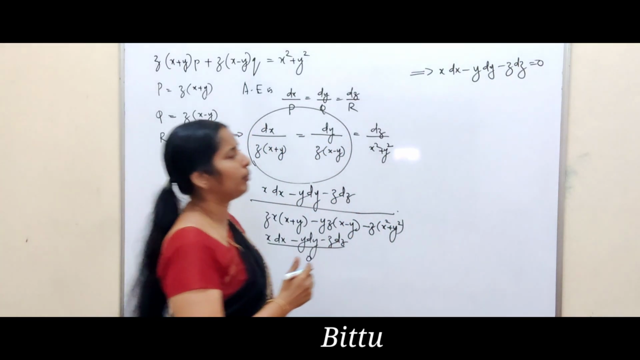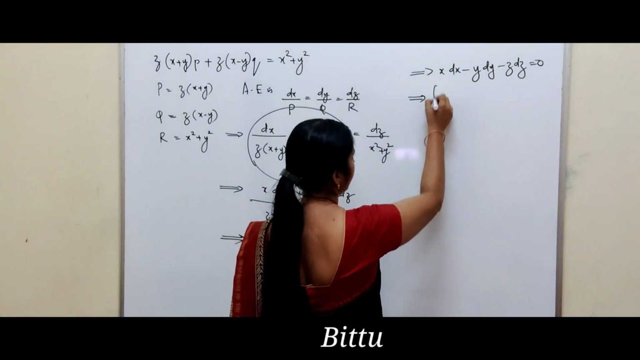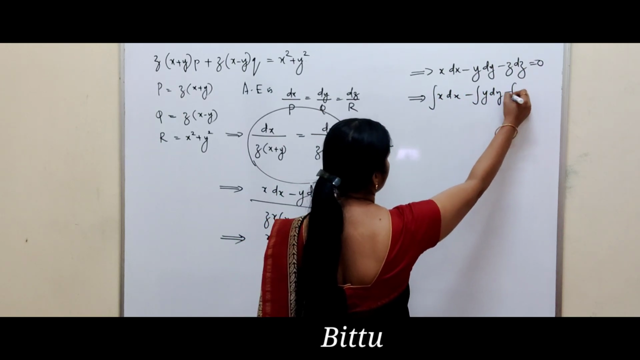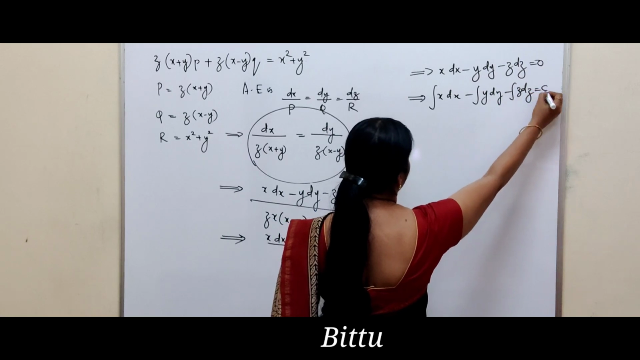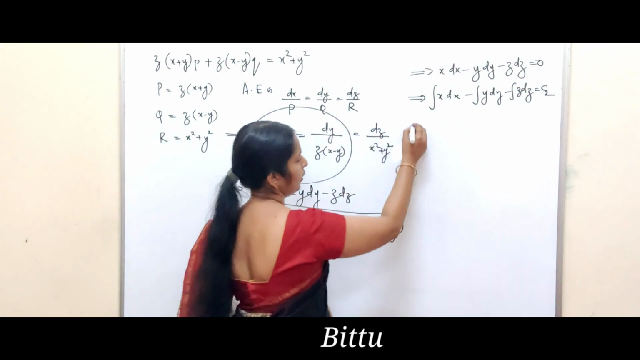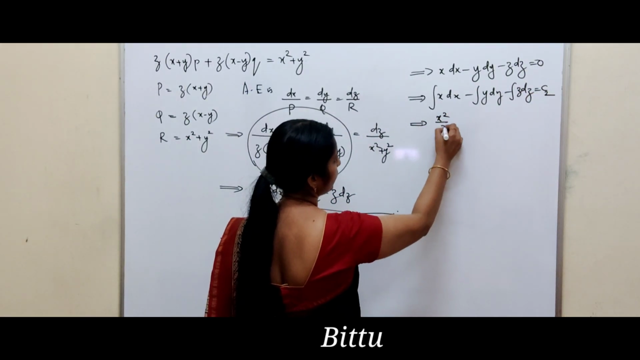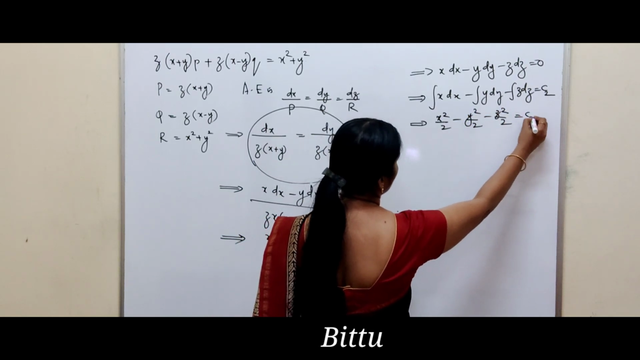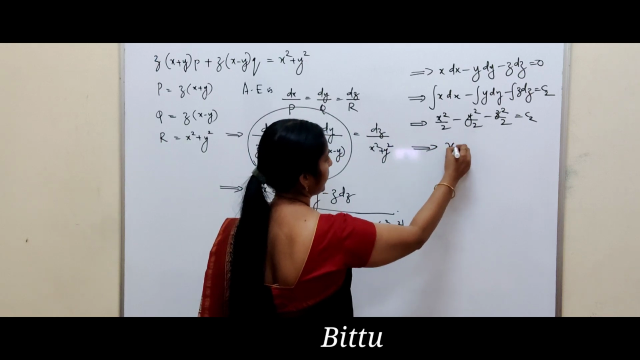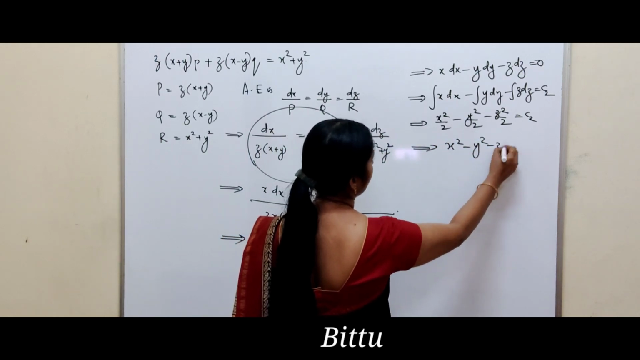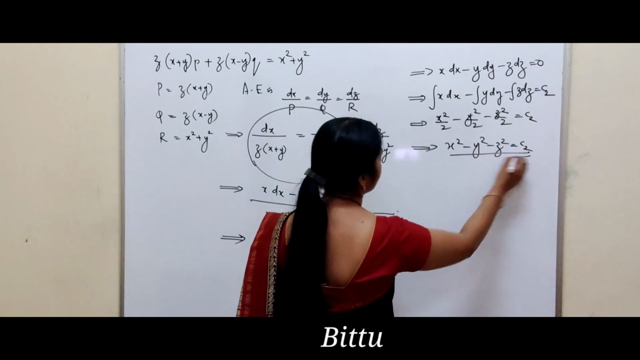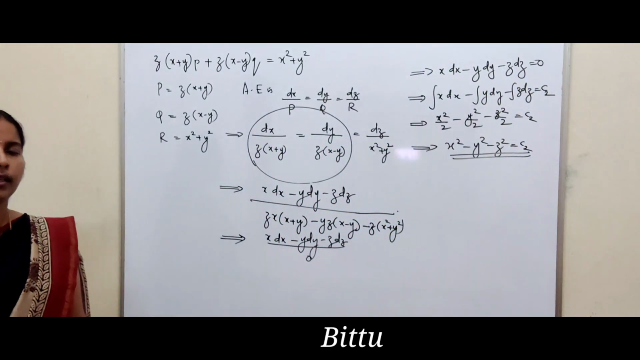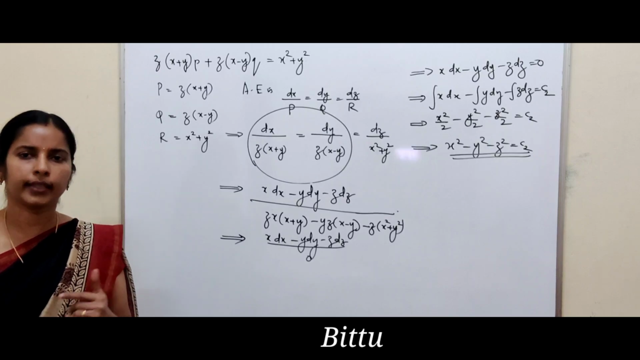See, it is in variable separable form, so its solution is given by integral x dx minus integral y dy minus integral z dz is equal to another constant c2, which implies x square by 2 minus y square by 2 minus z square by 2 equal to c2. You take 2 LCM, you can see it is x square minus y square minus z square equal to 2c2. See, this is another solution of the auxiliary equation. Now we have two solutions for the auxiliary equation.